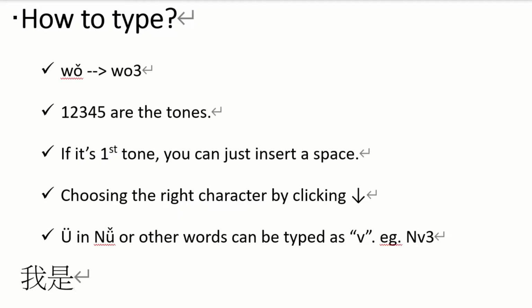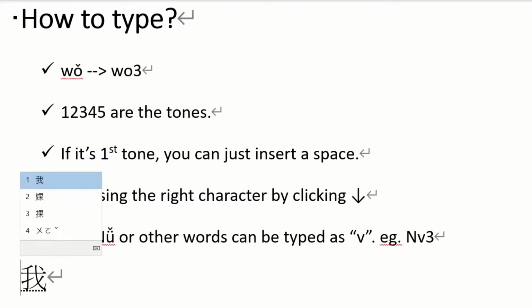Once again, you can see WO and then the 3rd tone. Now there is a dotted line at the bottom of the characters, which means you can still change that. But once you click enter, the dotted line disappears, and then you cannot change the characters. So that's how we type the characters.